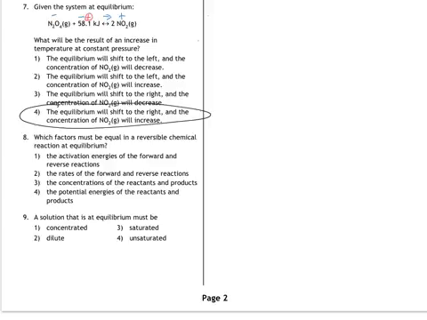Okay, which factors must be equal in a reversible chemical reaction? So in reversible chemical reactions, at equilibrium, the things that are equal are just going to be the rates of the forward and the reverse reactions. And a solution that's at equilibrium is always going to be considered saturated.